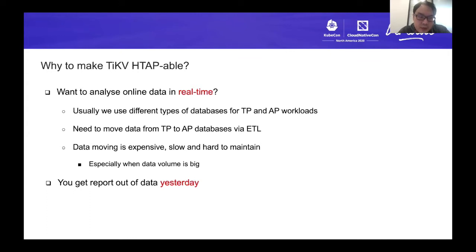types of database. And we need to move data from TP to AP constantly by ETL. The data movement itself is very expensive, slow, and hard to maintain. So usually people set cron tab jobs, maybe every 1 hour or every day. And the job is responsible for moving data between different systems. And this is not very simple. You need to constantly watch this job to prevent failures, or check if the data is consistent during the moving. And that becomes especially hard if the data volume is very big.